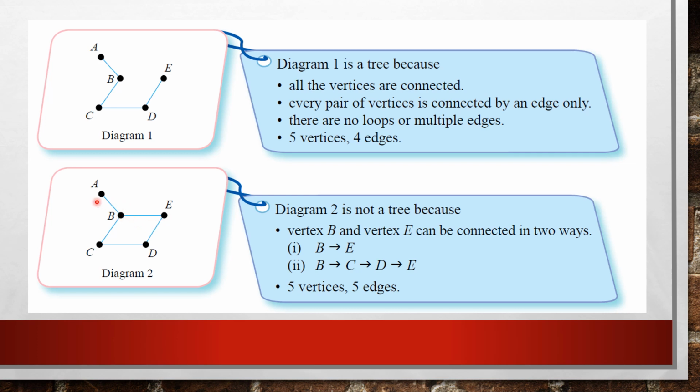And the total vertices that you have is 5, so your edges are supposed to be 4. But here you have a total of 5 edges. So this is not a tree. You must take note that when we say a tree, it must have only one way that connects two vertices.